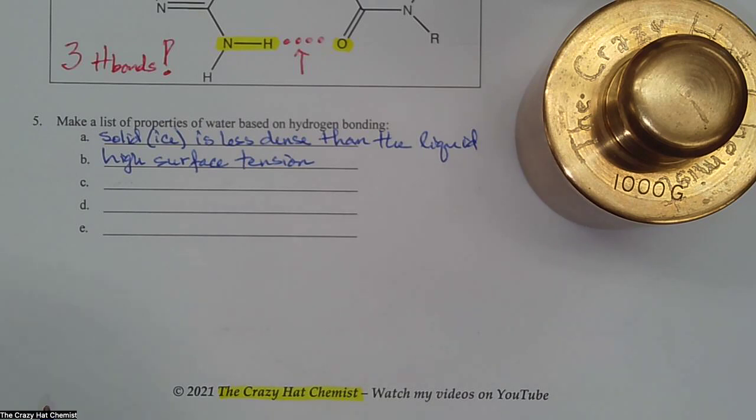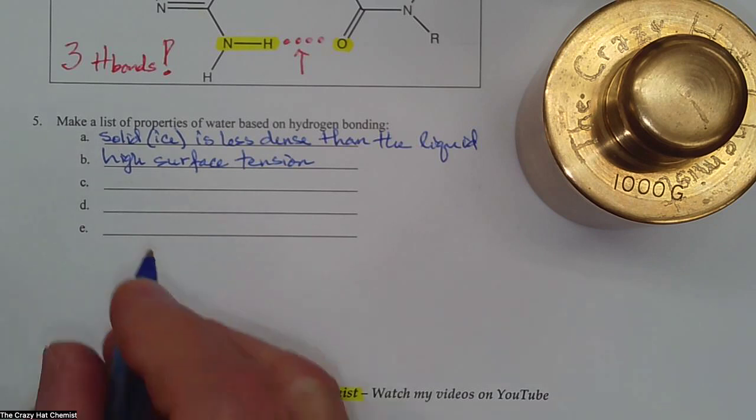Okay, this is why you can float a paperclip on water. There's a high surface tension. There's a number of hydrogen bonds, and those are not necessarily broken.